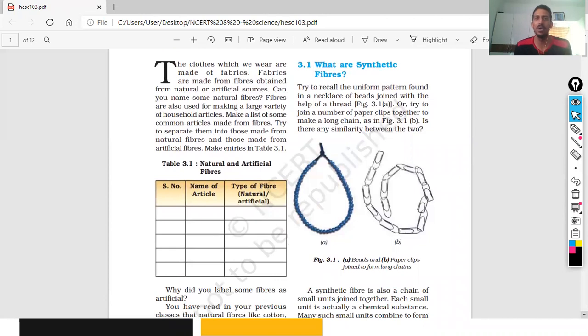So firstly, anything which is not natural, or anything which does not exist in the world by itself, is called synthetic. Now, as you can see here, we have beads that are joined together, and on the right-hand side, we have some paper clips. Now, this is how synthetic is also arranged. They are basically a chain-like structure which are joined with the help of one another.